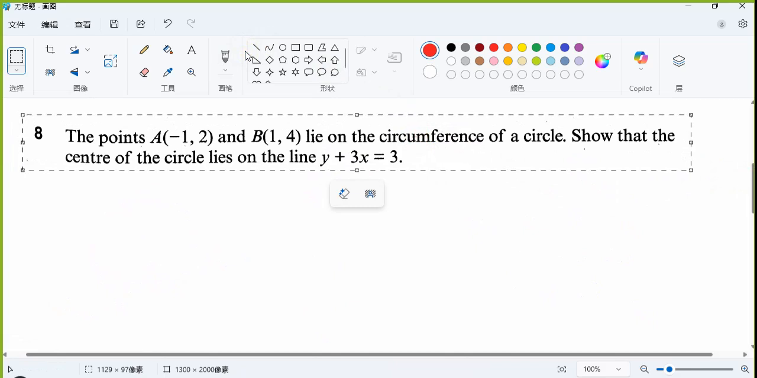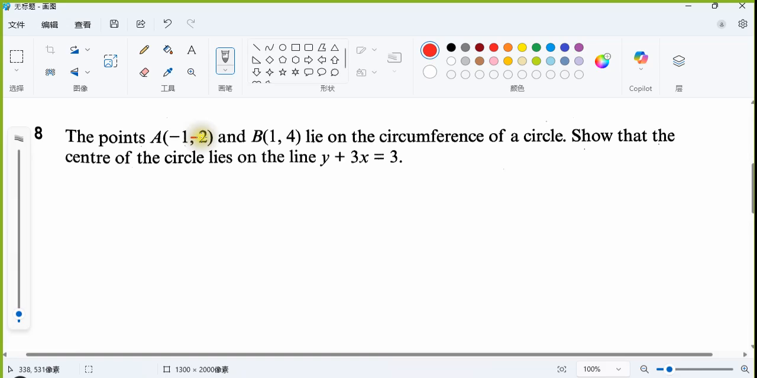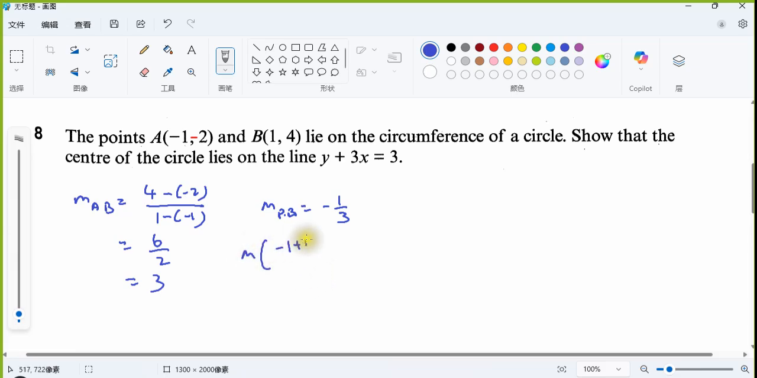Okay, if I change the question, and this one becomes negative 2, then the gradient of AB will be 4 minus negative 2 over 1 minus negative 1, then it is 6 over 2, then it is 3. Then the gradient of the perpendicular bisector will be negative 1 over 3. And the midpoint is negative 1 plus 1 over 2, negative 2 plus 4 over 2. Then the midpoint will be 0 and then 1.